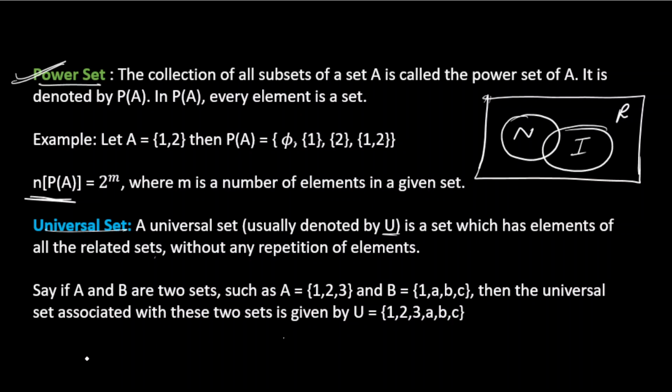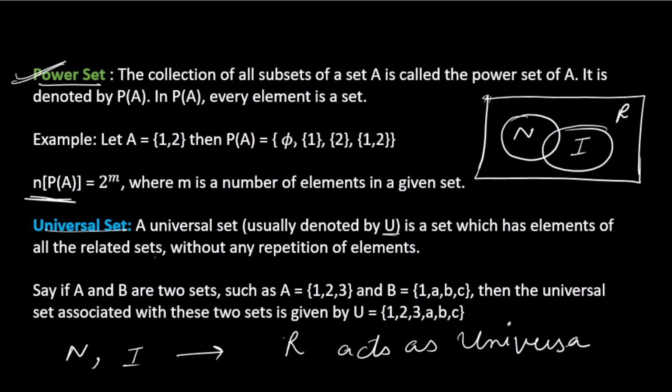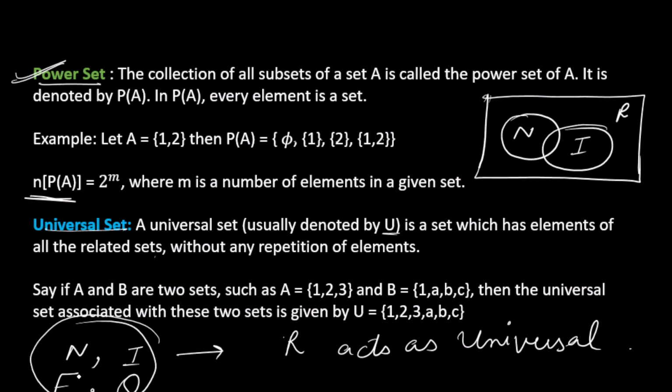Okay, so now for natural numbers and for integers, R will act as a universal set. This goes with the set of even integers also, and for rational numbers also. So if I'm taking a set of natural numbers, a set of integers, or a set of even integers or a set of rational numbers, for all these sets, R will act as a universal set. So universal set is a bigger set from which small sets we can take, like the example I've shown you.